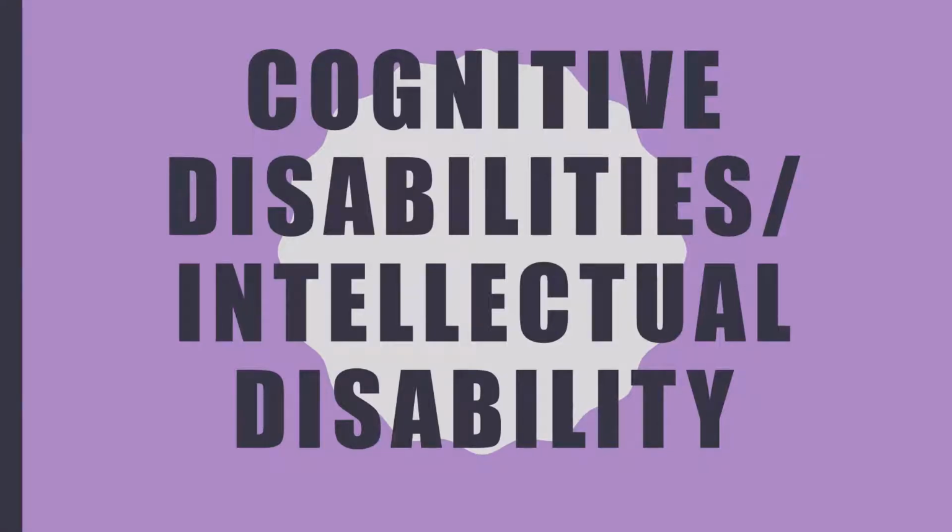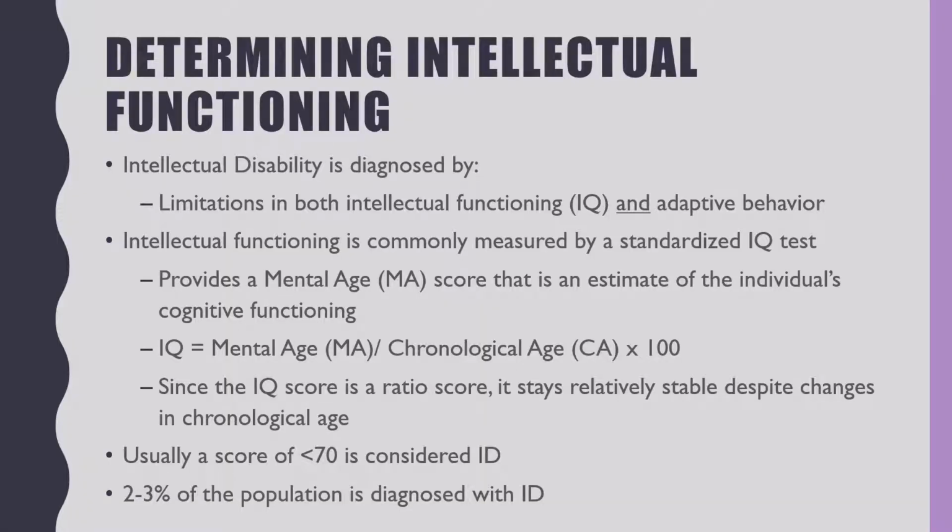Our next category of disorders is going to be talking about intellectual disabilities. In the past, the diagnosis of intellectual disability, also known as ID, has been called mental retardation and developmental disability. ID is diagnosed when a child has significant limitations in both intellectual functioning and adaptive behavior. So let's first talk about how intellectual functioning is determined, and then we will discuss adaptive behavior.